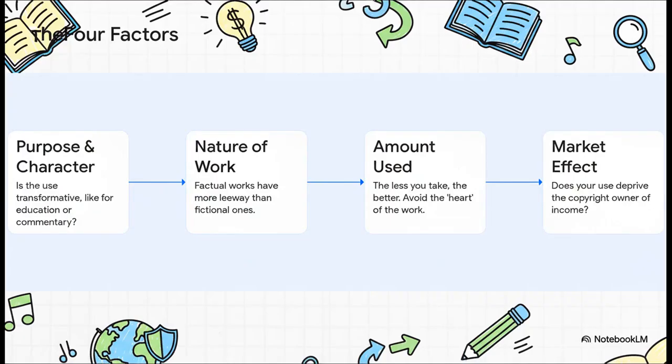So, how do we figure out if something is fair? Well, courts use a balancing test with these four factors. But listen, this isn't a simple checklist where you tick the boxes and get an answer. It's more like a balancing act. They look at why you're using it, what the original work is, how much of it you used, and if your use hurts the creator's ability to sell their own work.